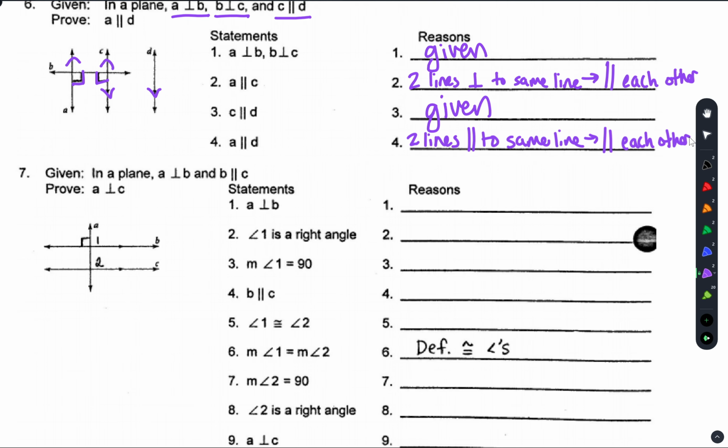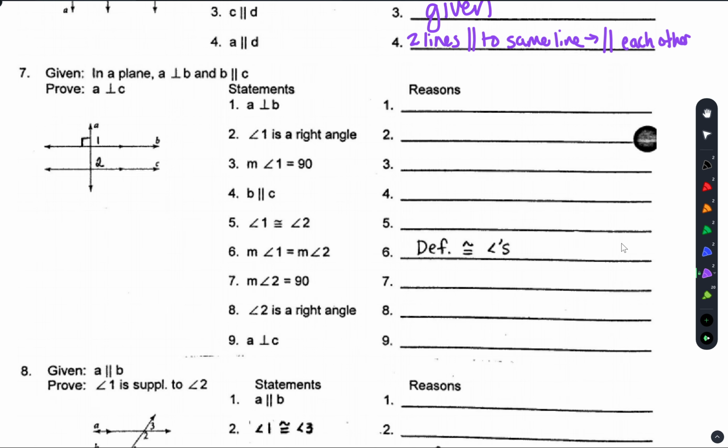Questions on that one? Okay, I know I pointed this out for the last few days. We're going to go to the big scary one, but it's going to be okay. Look at number 7. I have in a plane, A is perpendicular to B, and B is parallel to C. I've got a given in step 1 and step 4. Hey, that's a lot of that already done. Why do I know number 2?